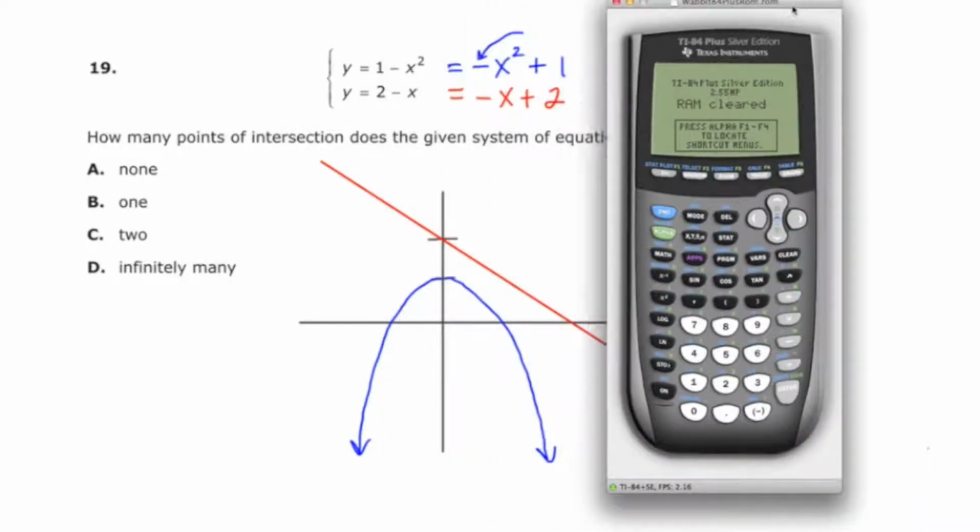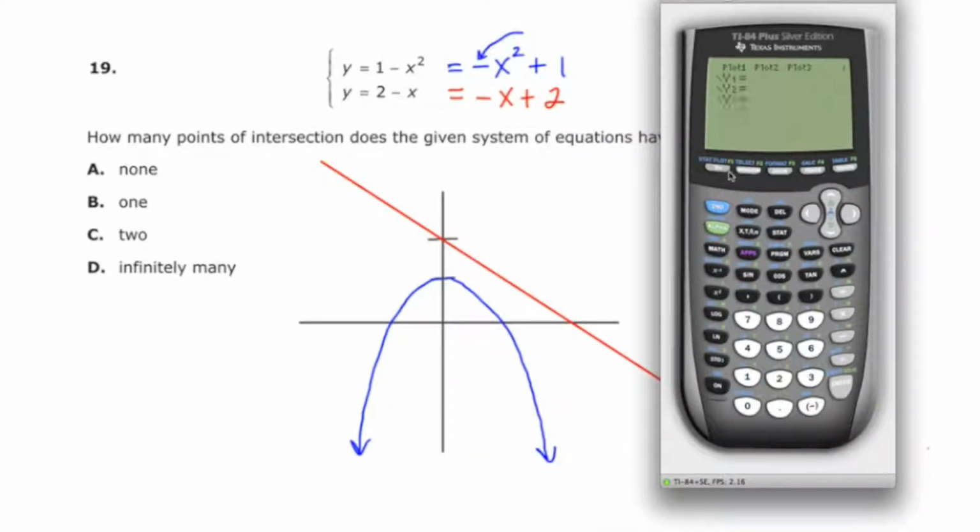So I'm going to cue the calculator up, I'm going to go to the y equals screen, and under y1 I'm going to put in 1 minus x squared, and for y2 I'm going to put 2 minus x. And I'm going to press zoom 6 to start. That gives me a standard 10 by 10 viewing window.